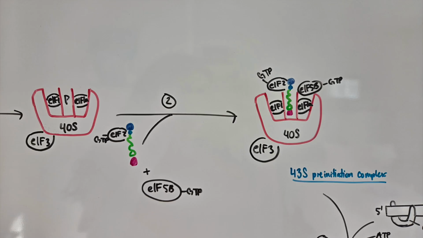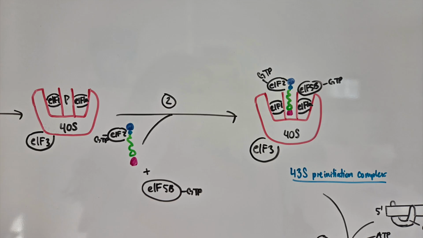So the next step is that the initiator tRNA and another initiation factor will form a complex. The initiation factor forming a complex with the Met-tRNA is initiation factor 2, which is a GTPase. That will bind to the P site of the 40S ribosome. The other initiation factors, 5 and 5B, will also associate with the initiator tRNA and initiation factor 1A.